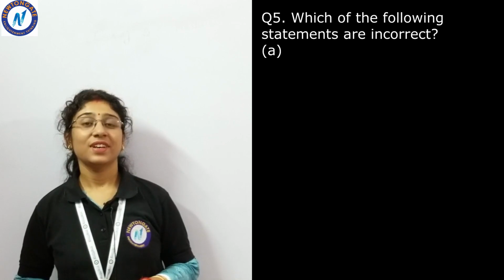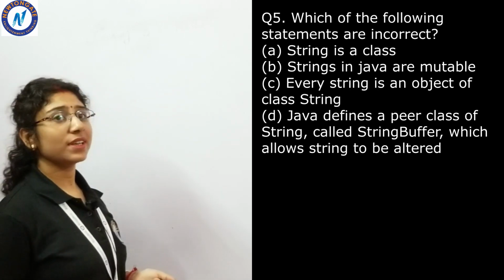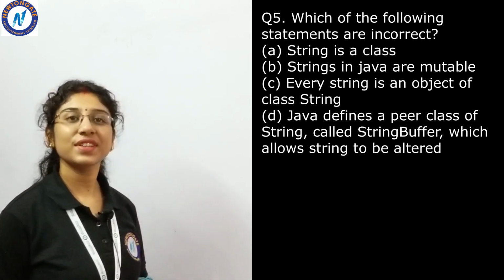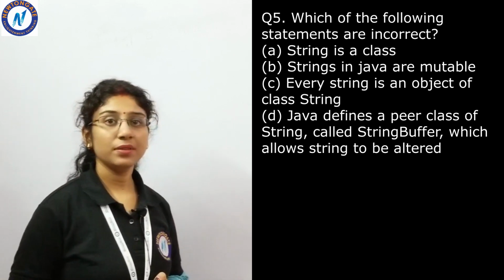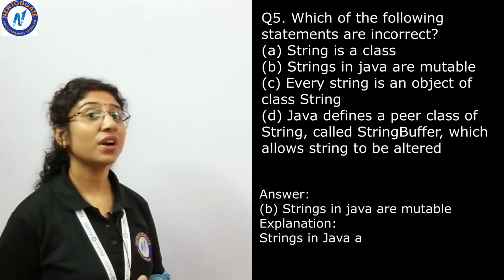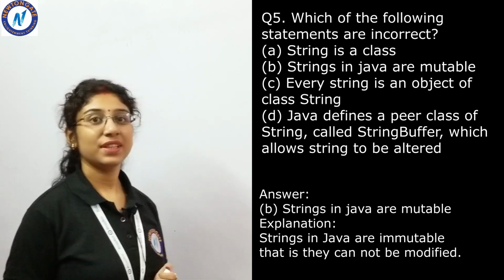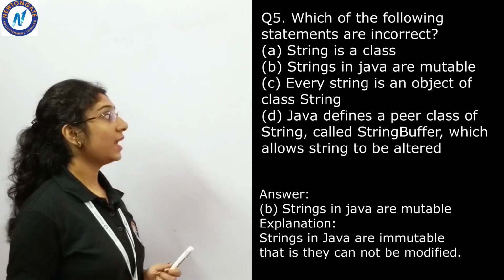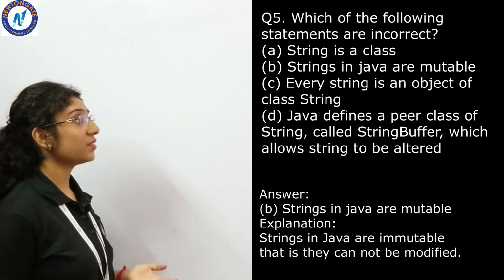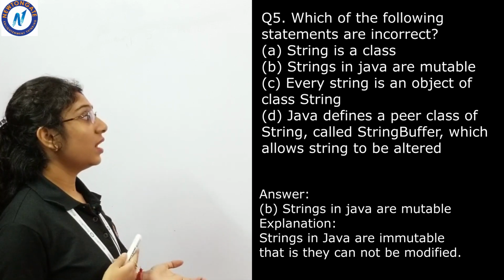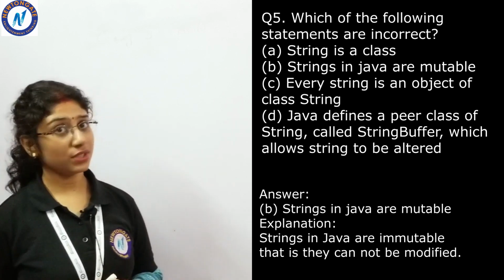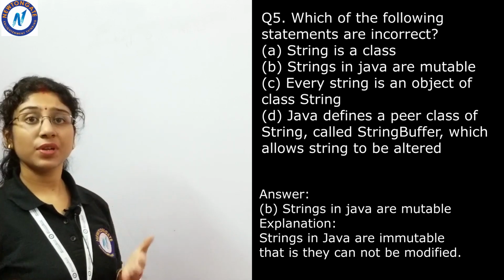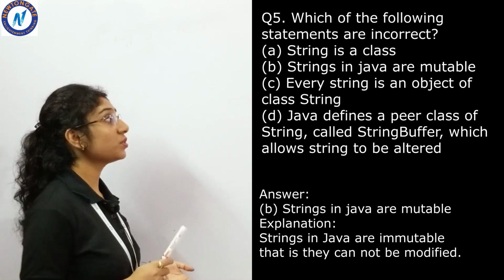Fine. Now the next question is: which of the following is an incorrect statement about the String class? Here String is a class, of course. Strings are mutable? No, strings are not mutable. They are immutable in nature. That's why the option will be B. Now, every string is an object of the String class? Yes. And D is also true: Java defines a peer class called StringBuffer, which allows us to alter the string. With the help of StringBuffer, we can do that. String is immutable in nature, and the StringBuffer class is mutable in nature. So the option will be B.